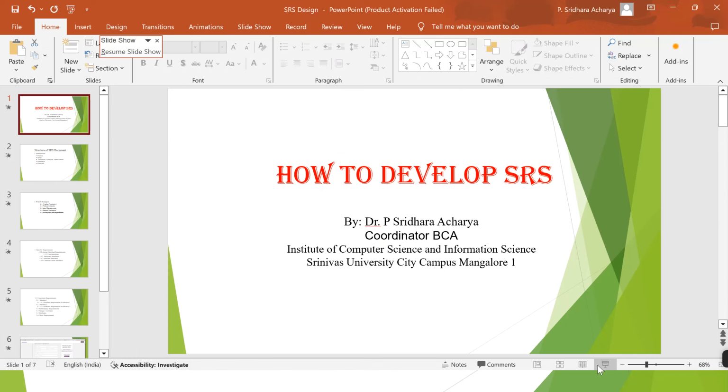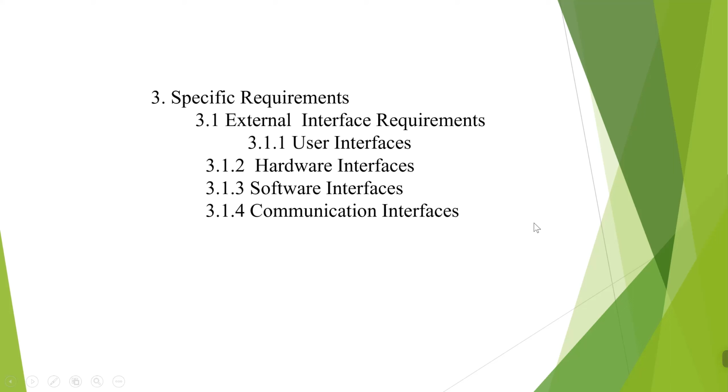Then next one is hardware interfaces. What type of minimum hardware requirements do you require so that your software is able to run? It could be an octa-core processor, hexa-core processor, i3 processor, i5 processor, with the minimum size of RAM being 8 GB, 16 GB. Like this, you have to mention the hardware interfaces which are required to run your software.